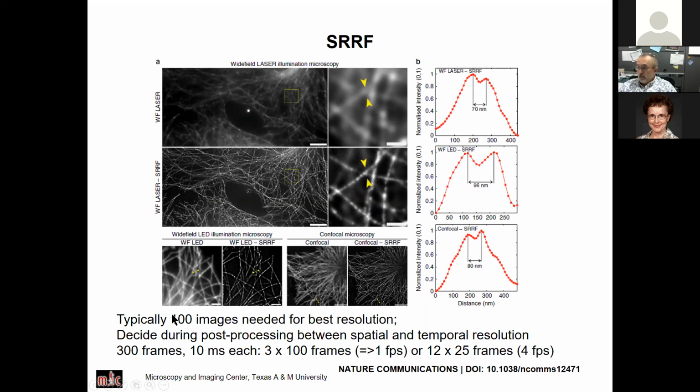But typically you need to take about 100 images. So if your sample is moving fast, it's not going to work well. But the advantage is that if you take many images, you can decide after the fact really how many frames you'll be processing as one time frame. So you can take 300 frames and process it as 3 100-frame super resolution images, or you can take it as 12 frames with 25 frames each, which will have less resolution in space, but more resolution in time. So you can slice it this way or that way.